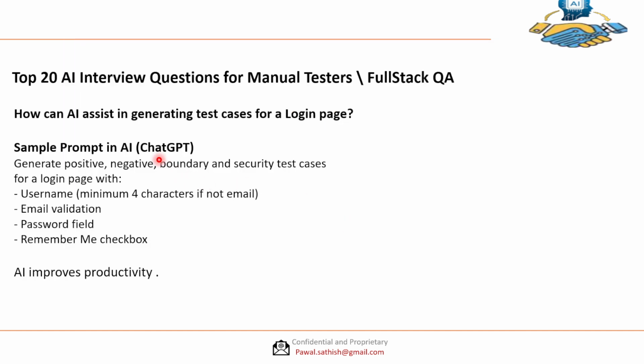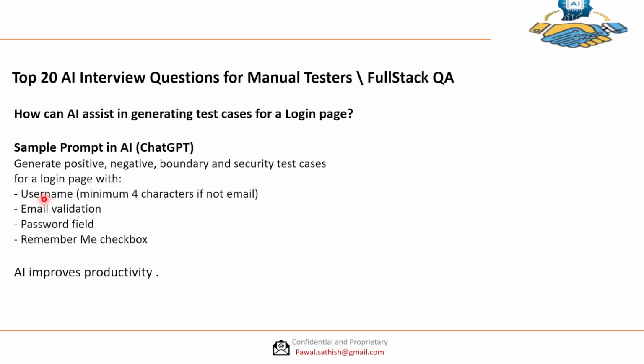As a QA, first we need to understand the requirements or the story, and after that we need to start writing test cases. So my first question is: how can AI assist in generating test cases for a login page? If we are using AI, then simply we'll give the prompt: generate positive, negative, boundary, and security test cases for a login page, and we'll give the requirement.